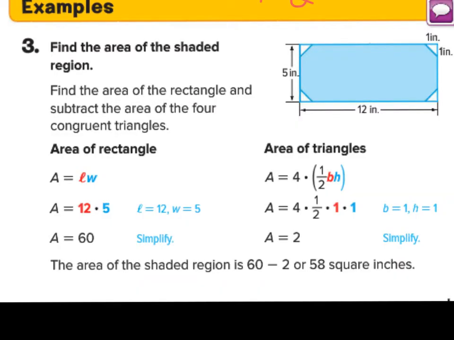We also need to find the entire area of our rectangle, including the triangles. It will include them as if they have not been cut off. So it's 5 by 12. Length times width, 12 times 5 is 60. Now that we have that area, we have to subtract the triangles that have been cut out, the corners. So it's 60 minus 2 is 58 square inches.